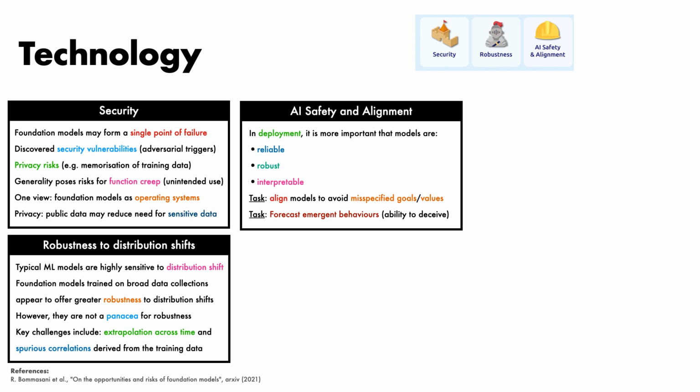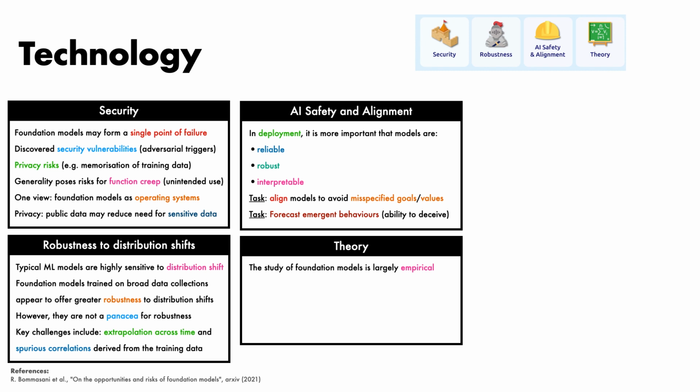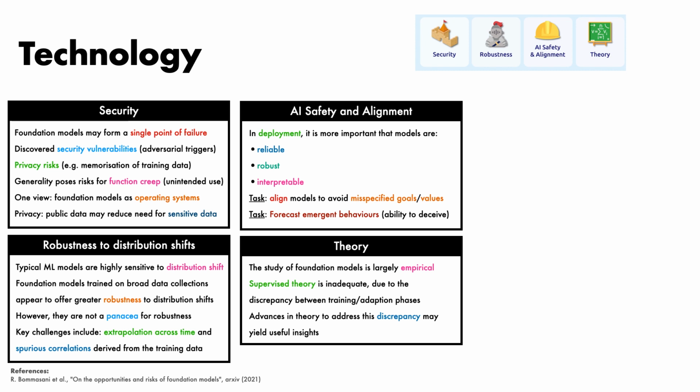In principle, learning theory can provide a broad foundation for applied machine learning that provides insights and guarantees to complement empirical findings. So far, the study of foundation models has been almost entirely empirical. In part, this is because classical supervised learning theory is inadequate to address the discrepancy between the training and adaptation phases, which may correspond to different tasks and data distributions. Still, hope remains that any advances in theoretical understanding that can address this discrepancy may yield useful insights for foundation models.